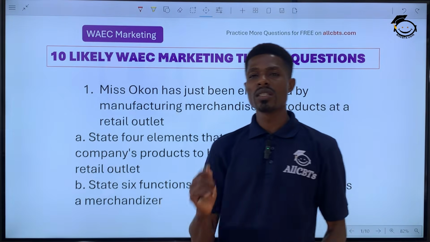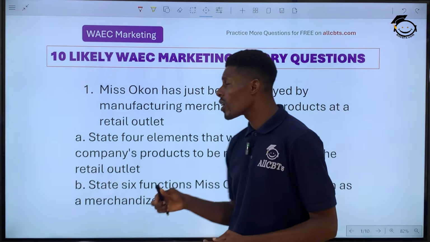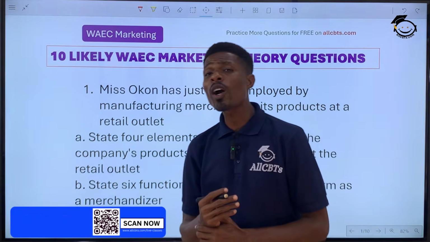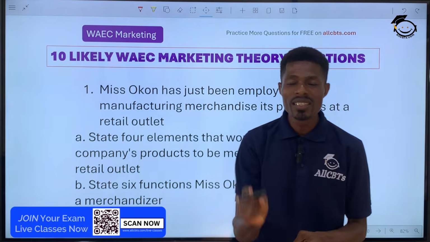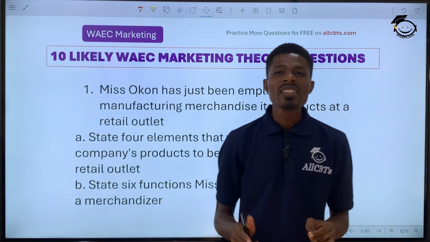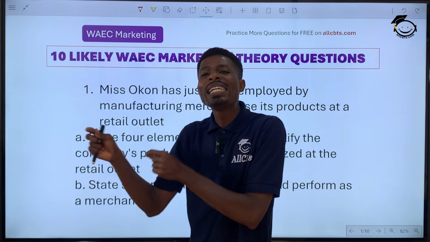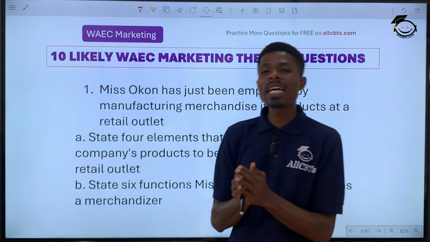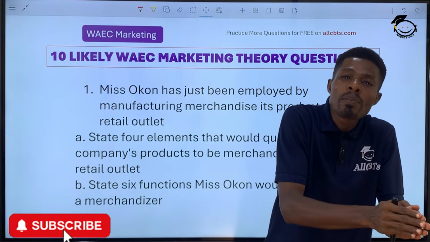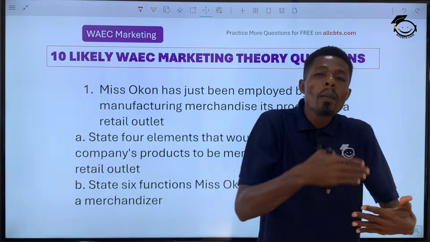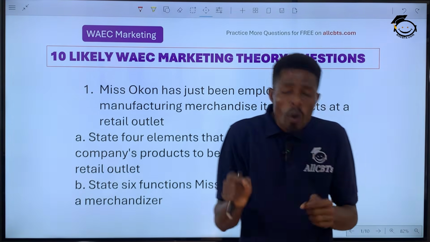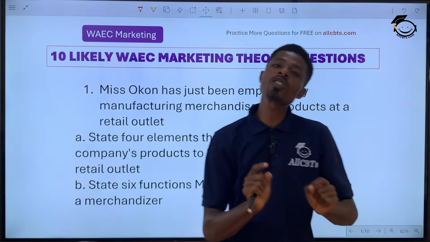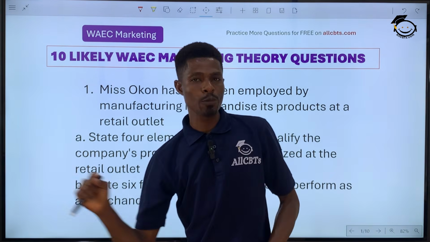So the second thing is proper labeling. The third thing is clear branding, or proper branding. Why? So that the product can be recognized by the customer. How do you recognize a product? By proper branding. What is branding? Branding is when the product is given a name or a logo so that customers can easily identify that product.